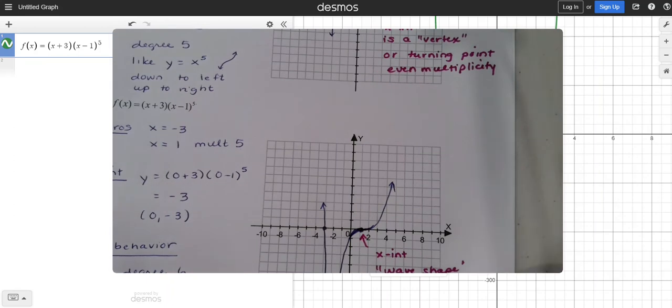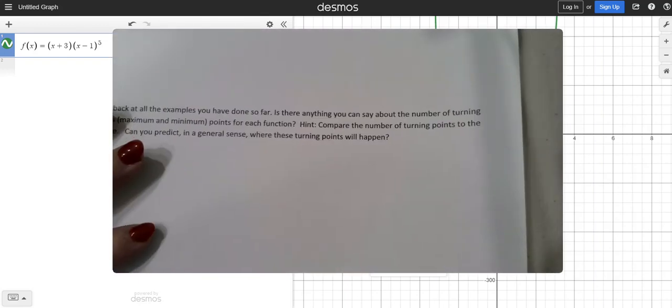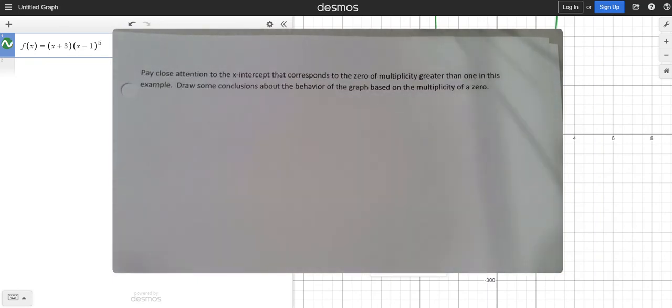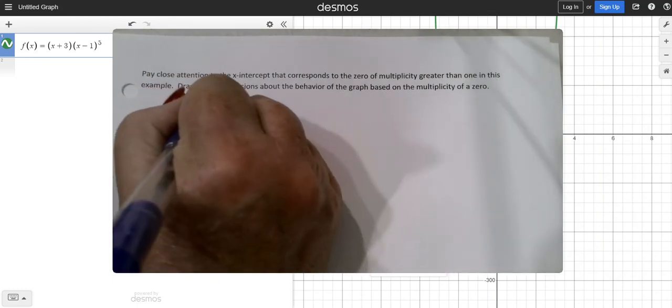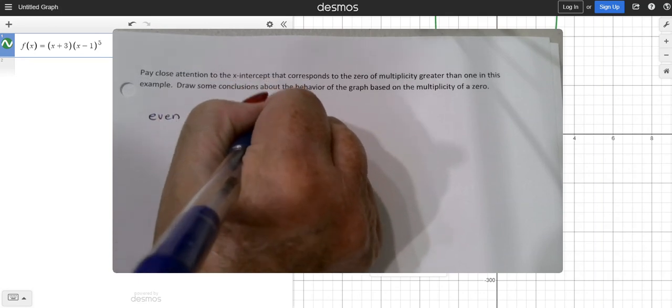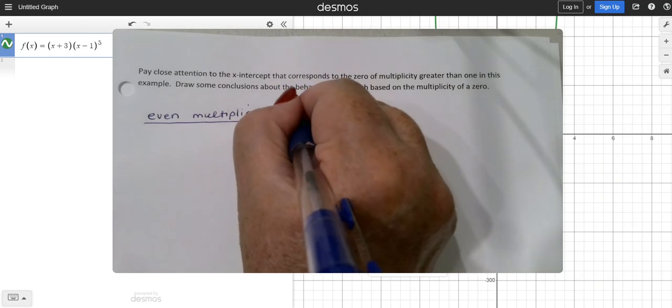All right, so let's summarize that a little bit, because that's really helpful to know as well if we're going to predict what these graphs look like from scratch in just a few minutes. If we have a 0 of multiplicity greater than 1, what can we say? If we have an even multiplicity for our 0.